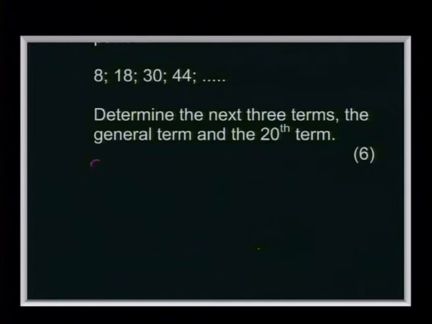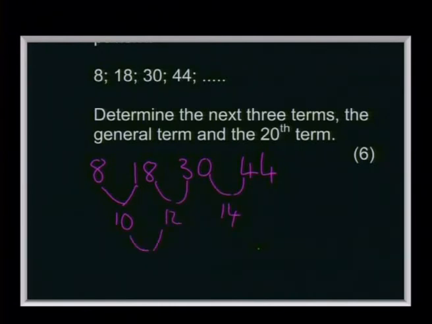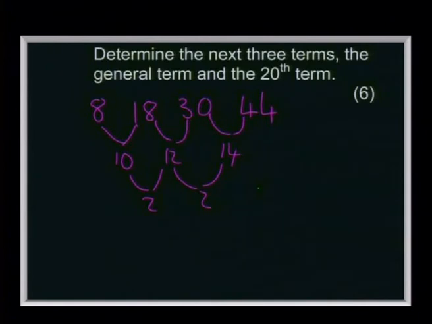It was 8, 18, 30, 44. And I said 10, 12, and 14. And my second difference is 2. So the fact that the second difference is constant means that we're dealing with a quadratic number pattern.